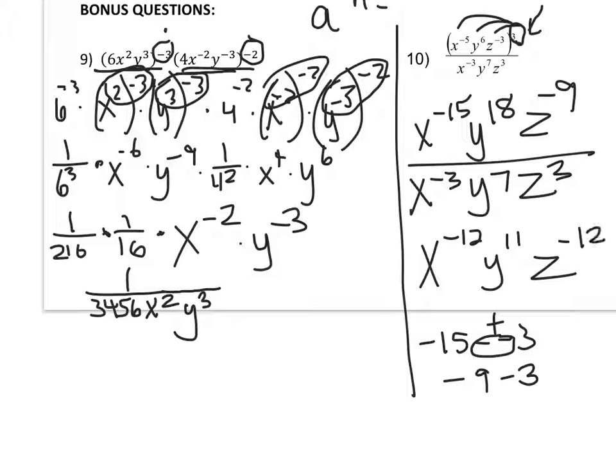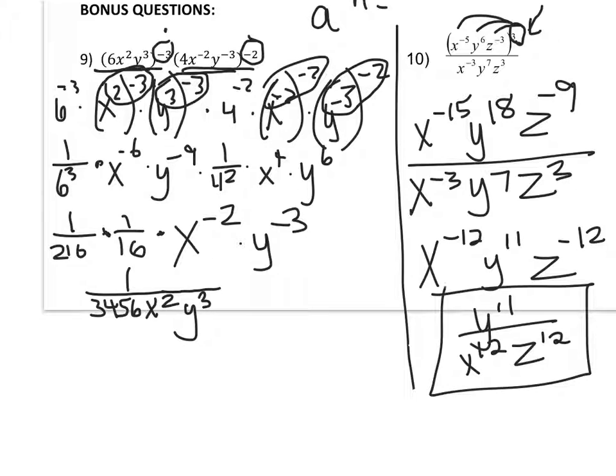So in order to write this using positive exponents only, you've got one thing that can stay in the top, it's y to the 11th, but the x to the 12th must come down below to become positive, as should the z to the 12th. Y to the 11th over x to the 12th, z to the 12th.